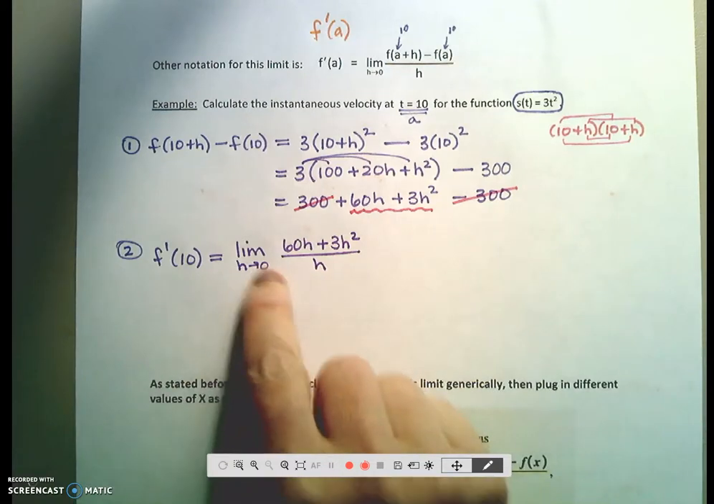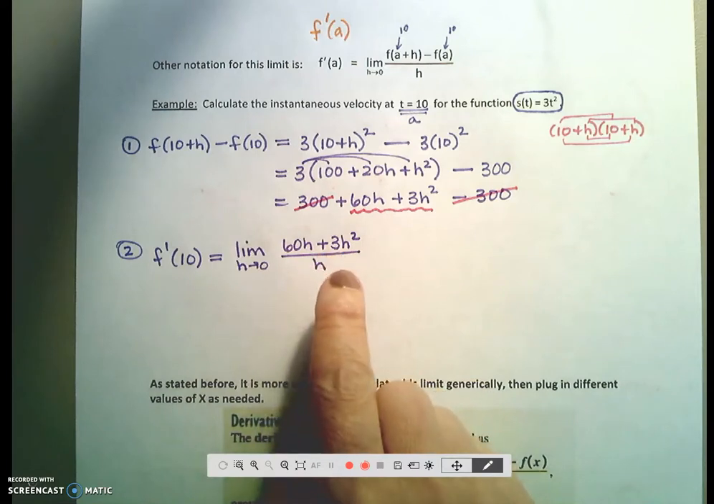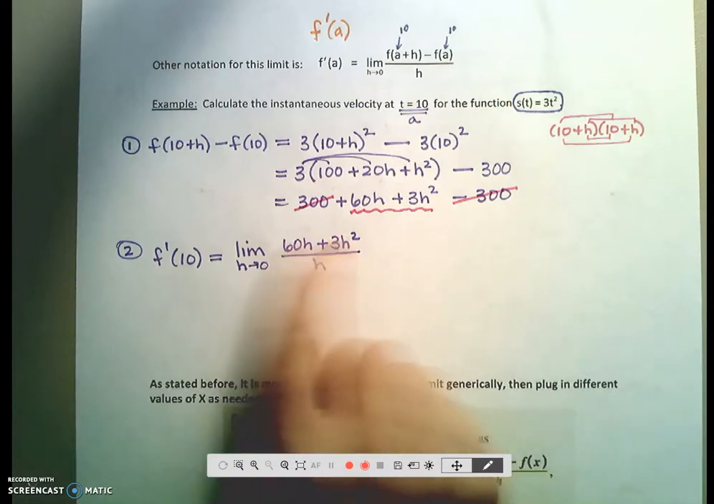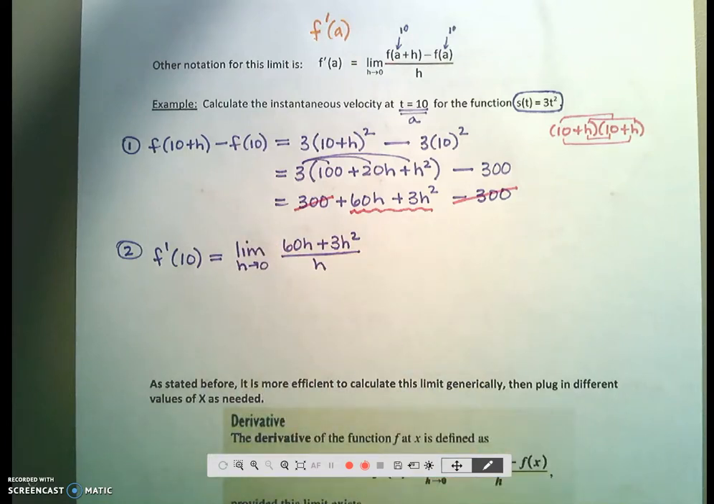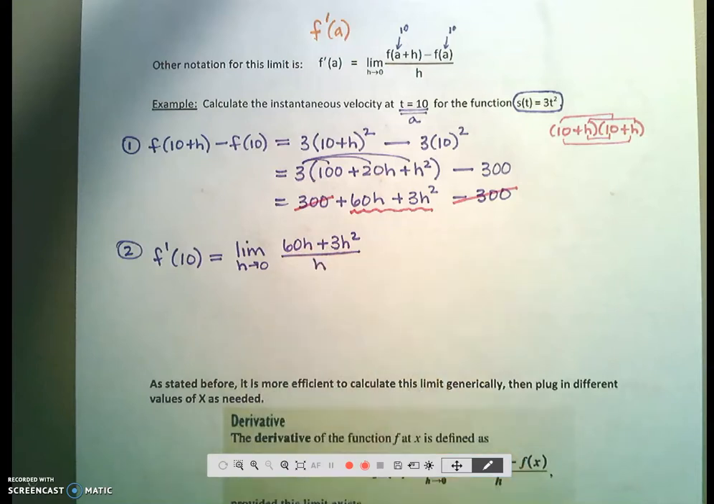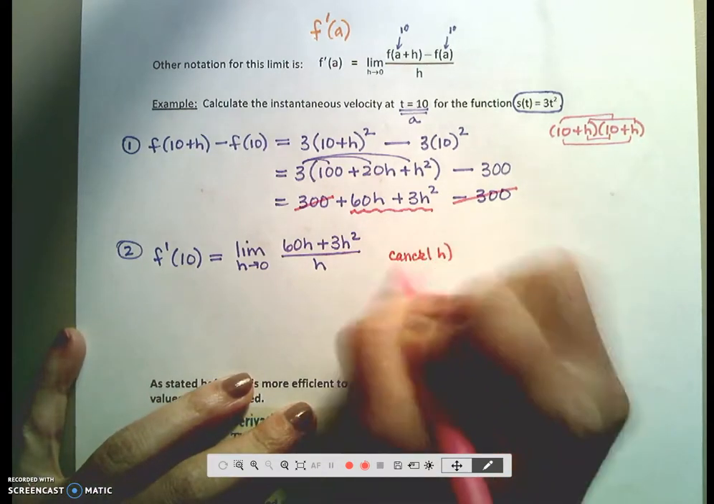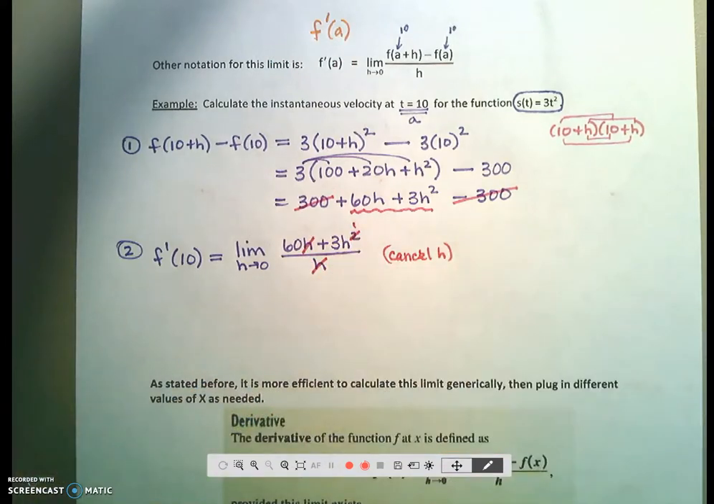If we plug a 0 in for h, the problem is we're going to end up with 0 over 0, which means you're supposed to factor and cancel and that sort of thing. Well, you can factor an h out of the top and then cancel it. Or if you want to bypass that factoring step, you can just notice that every single term has an h. All three have an h. So what you're allowed to do is just cancel one h from everything. So cancel this h, and cancel one of those. It's going to leave you with one.